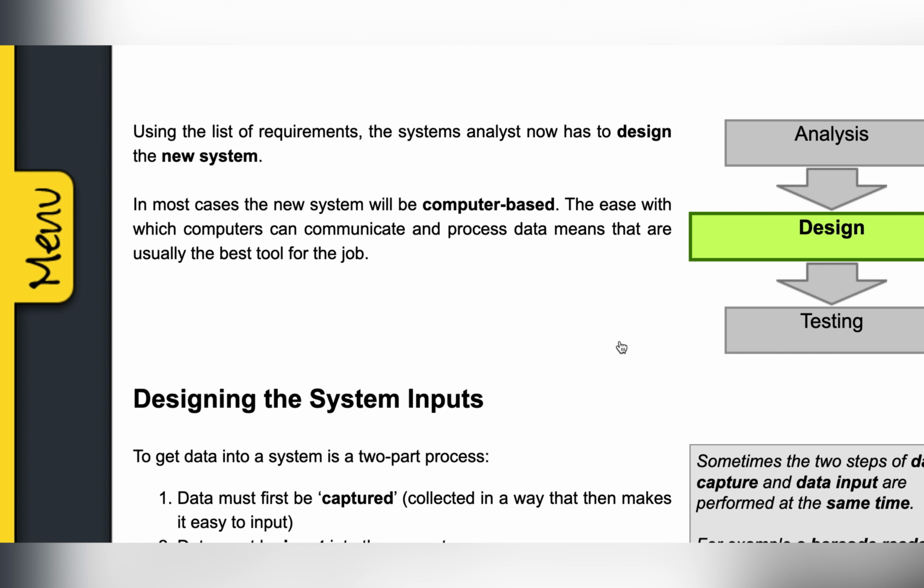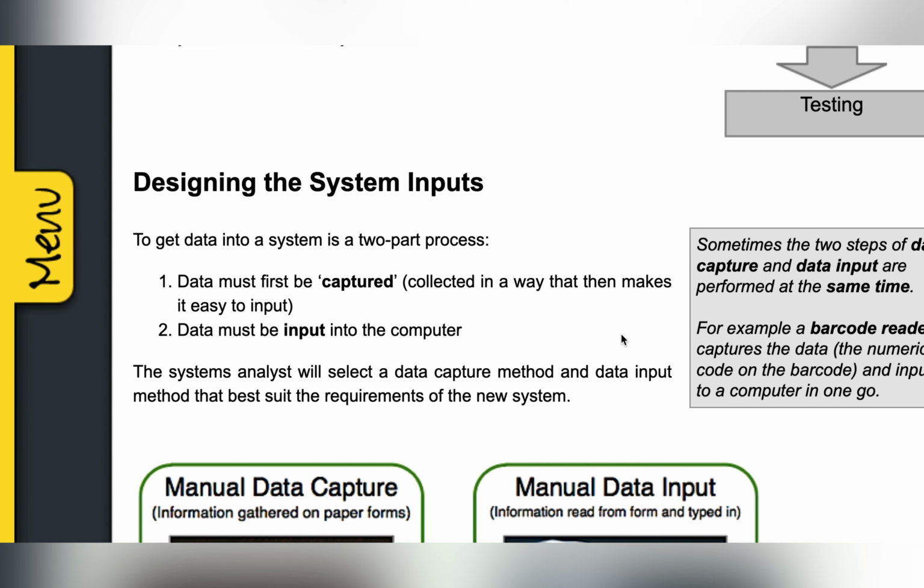Now, in most cases, the new system will be computer-based. Maybe your old system was manual, not computer-based. Now, if you're designing a new system, it has to be computerized. It has to be computer-based. The ease with which computers can communicate and process data means that they are actually the best tool for the job whenever we're working in an organization. Because computers can process and do a lot of work, not like the way they used to do in those days, using the pen and register to do work. Now we use the system.